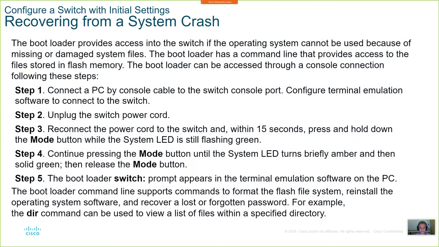So if for some reason our system crashes, we can connect with our handy-dandy console cable, which I think we went over two or three times how to do that in the last class, if you were in there. We can connect our console cable, unplug the switch power cord, reconnect the power cord, press and hold down the mode button, if we have a mode button. Some devices don't have a mode button, like routers. On the router, I think you hold down pause, break, or something. And that's in documentation. You can Google that, and it's really easy to find.